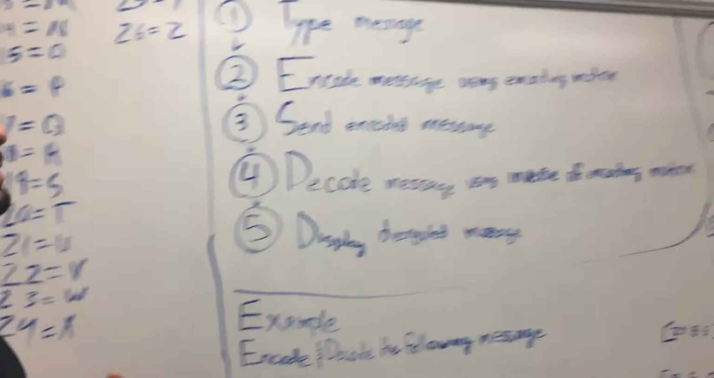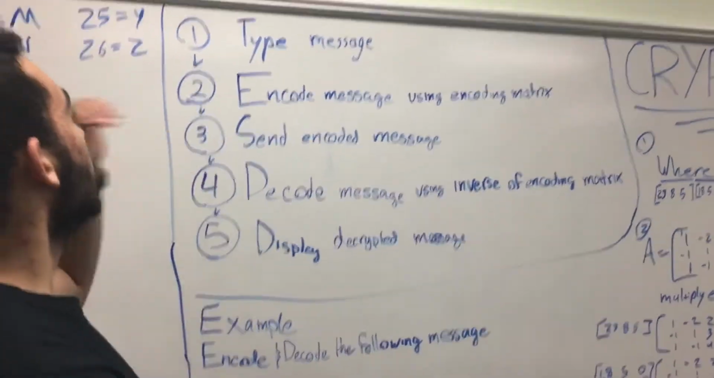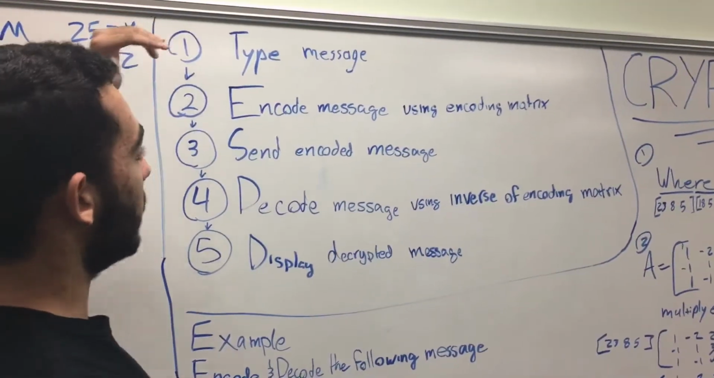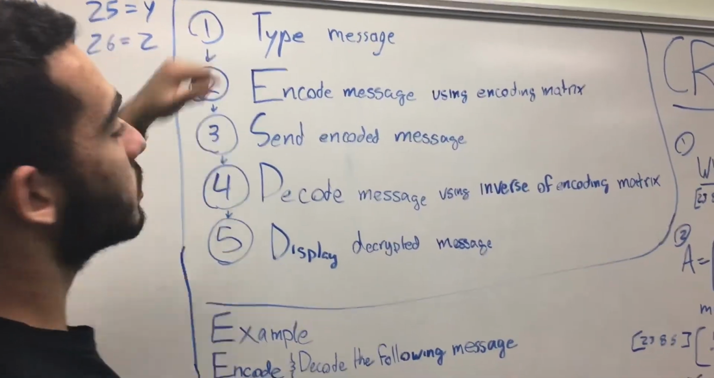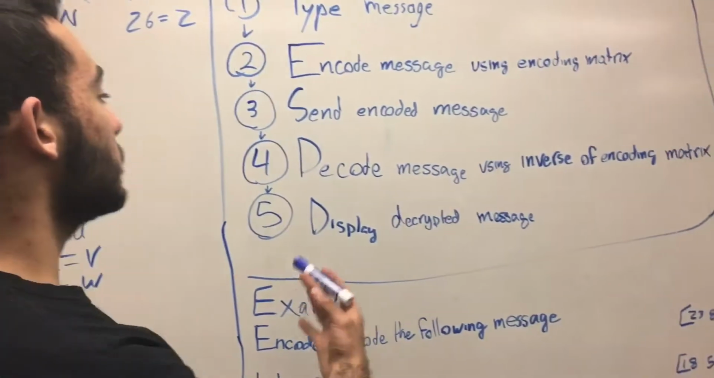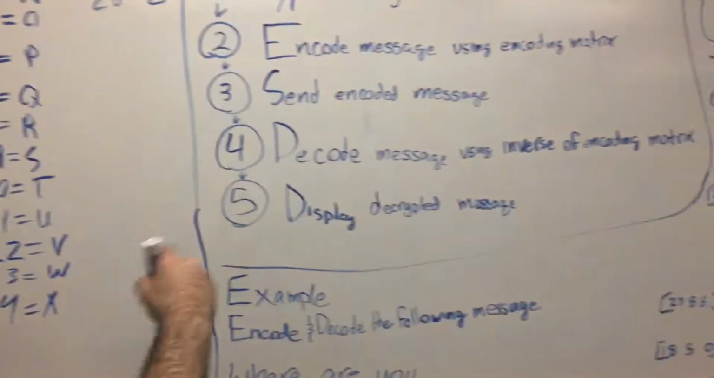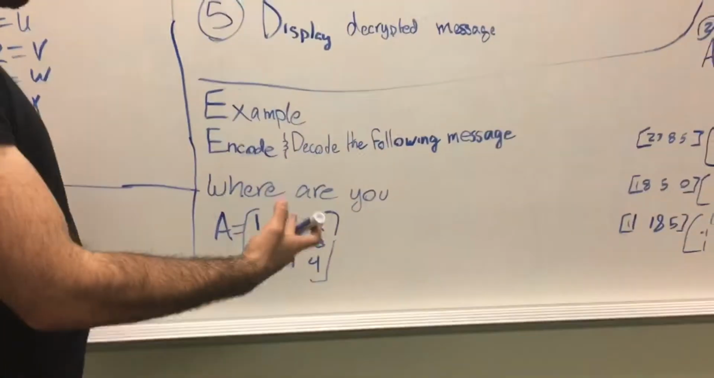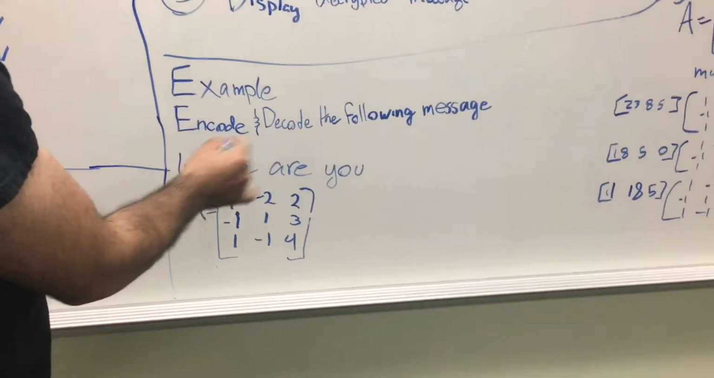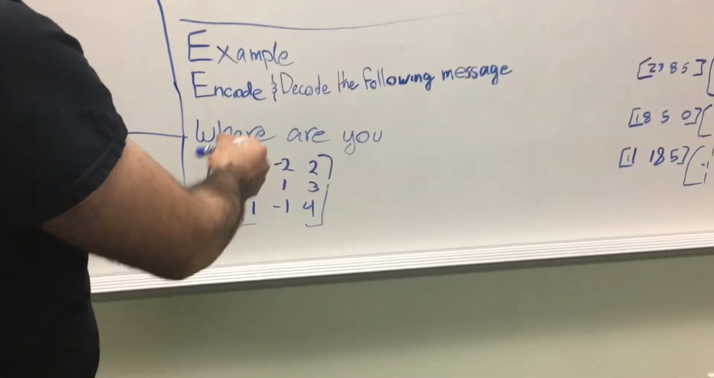And the steps to encode and decode any message is first you type the message, then you encode the message using an encoding matrix, then you send the encoded message, then decode the message using the inverse of an encoding matrix, and then you display the decrypted message to the user. For the example we're going to use today, we'll encode and decode the following message: "Where are you?"